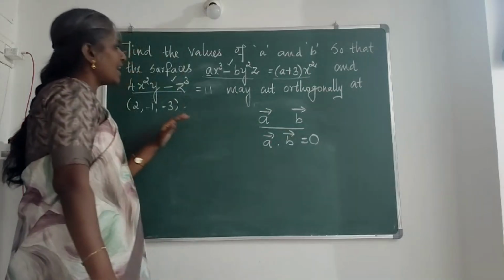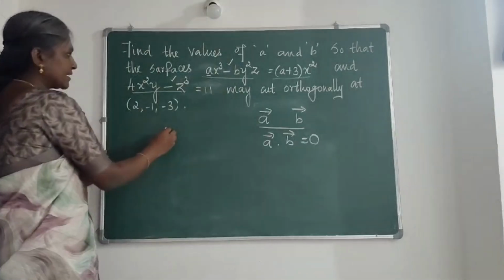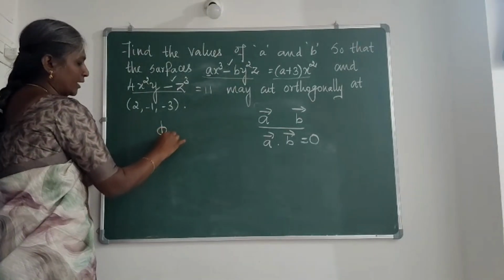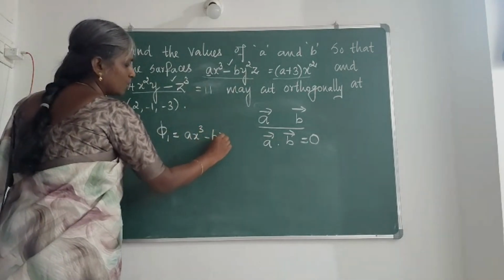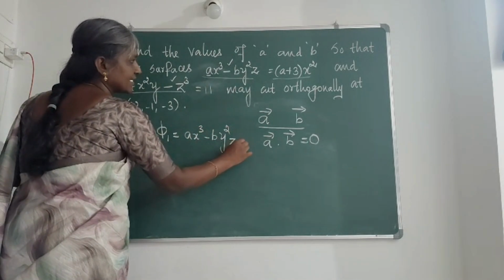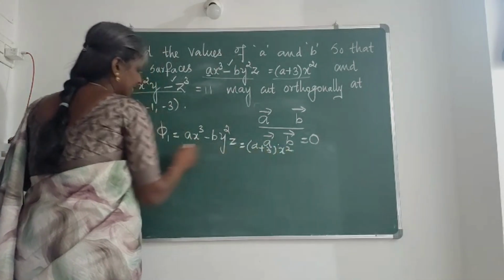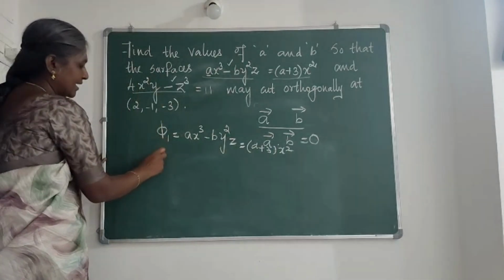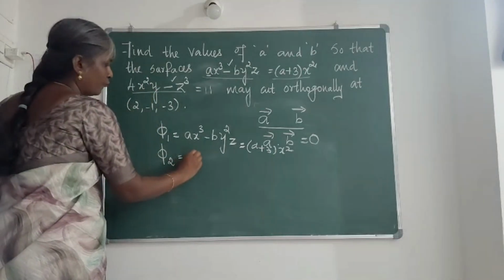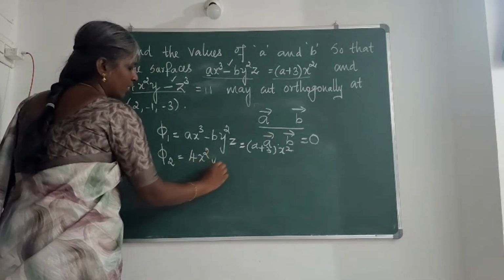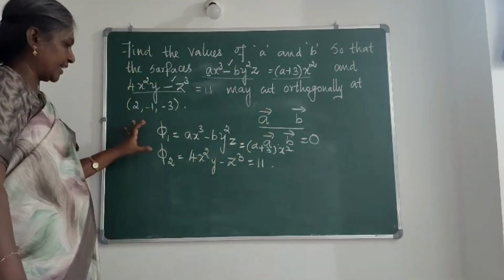So here, see our concept today. Here we have two surfaces. Let us consider the first surface phi 1: a x cube minus b y squared z is equal to a plus 3 into x squared. This is my first surface. And consider the second surface phi 2: 4 x squared y minus z cube is equal to 11. This is my second surface.